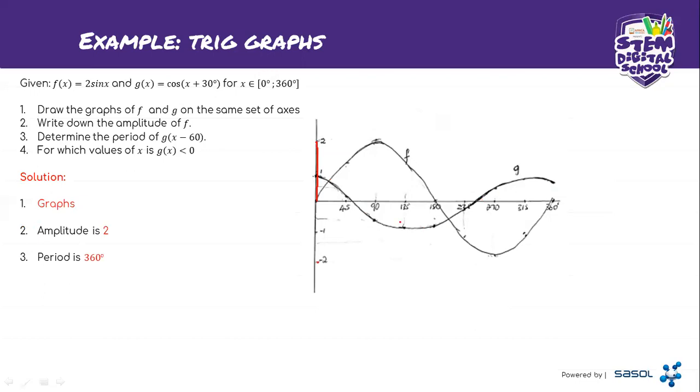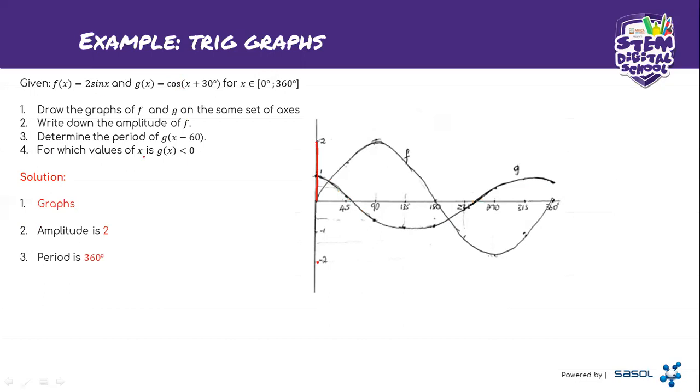You can see the graph is this one. The graph is still what? It's still 360, because you can see we don't have anything here. So we still have to write the original period of cos. So the period is 360.